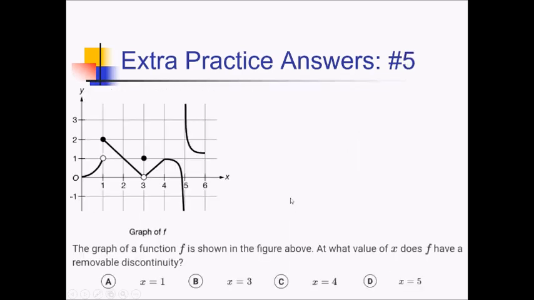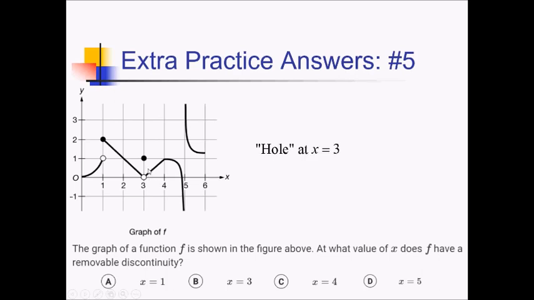On this question, we're told that the graph of f is shown in this figure, and we want to know where f has a removable discontinuity. So removable discontinuity is just a fancy name for a hole in the graph. So looking at our options here, let's see, at x equals 1, this is a jump, so that's not exactly a hole. Choice B, x equals 3, that is a hole, so that definitely works.